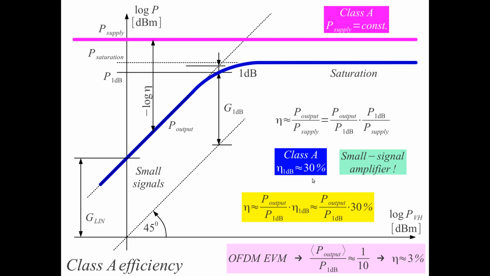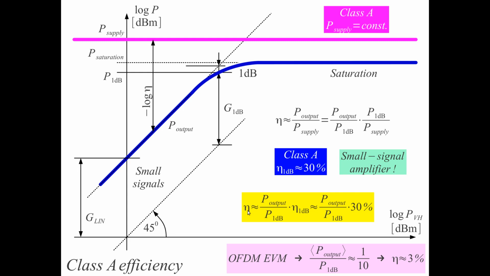And what do we know here about the efficiency? The efficiency is the actual output power that may be less than P1 dB divided by the supply power that is constant in our case. So we could rewrite this as P output divided by P1 dB, times the P1 dB efficiency, this figure here, so P1 dB over P supply. We know that efficiency at the 1 dB compression point is around 30%. But again, we have P output over P1 dB. So if we use output powers below P1 dB, the efficiency will actually be worse. The efficiency will decrease as the output power decreases, exactly proportionally to the output power.